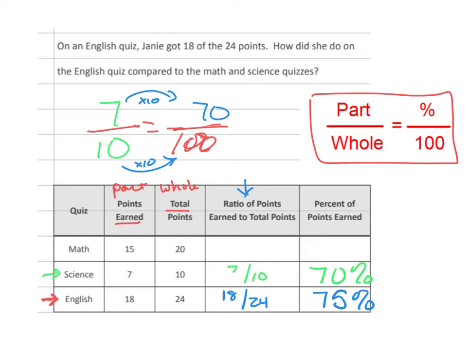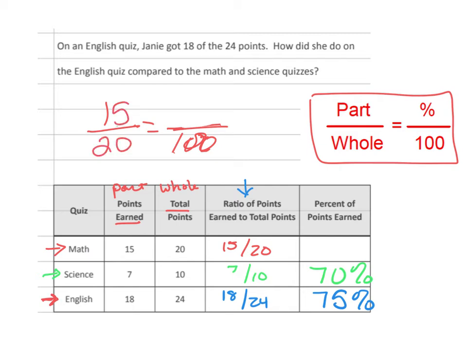Okay, let's erase this again. We're starting over. Now let's go ahead and do math. We'll do this one in red. She got 15 out of 20. So 15 is the part, 20 is the whole. And again, we should be able to do this fairly easily. 20 times 5 gives us 100. So 15 times 5 gives us 75. So she there again got 75%. So how did she do? She got the same as her math, and she did better than her science.